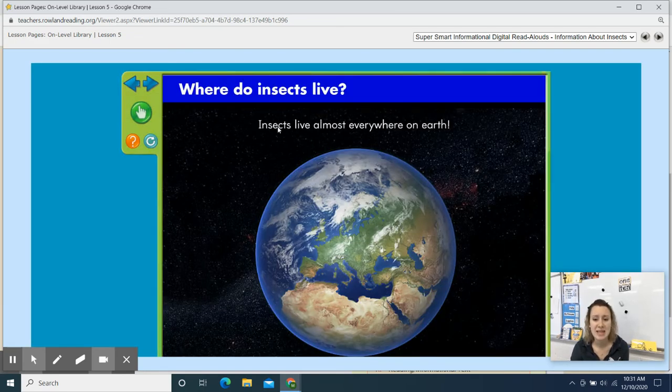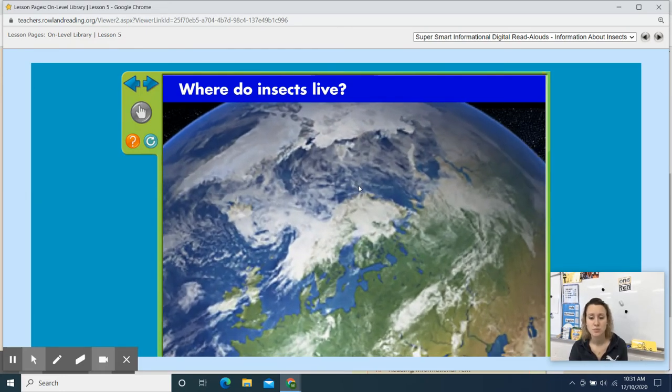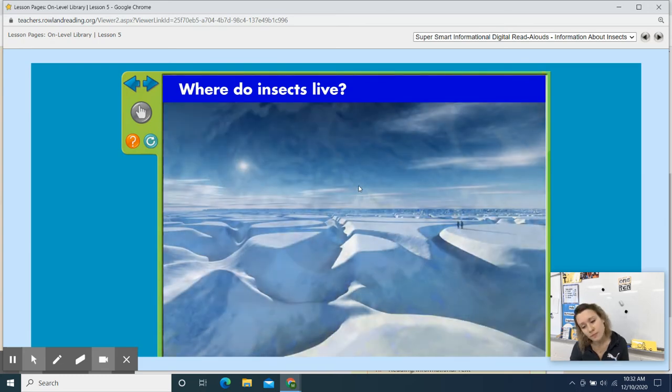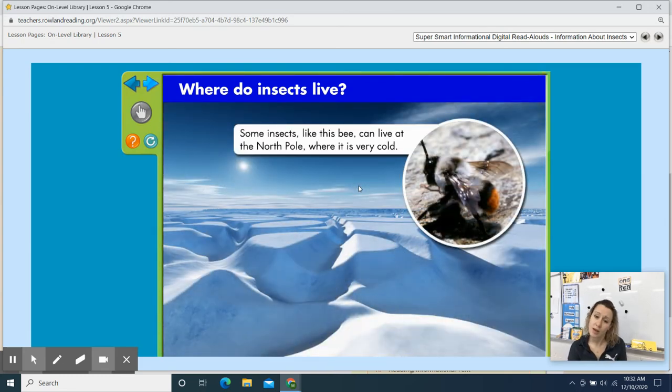Where do insects live? Insects live almost everywhere on Earth. Look at some live way up here in the North Pole where it's super cold. Some insects, like this bee, can live at the North Pole where it is very cold. Look at it, it's so fluffy and fuzzy. There's bees at the North Pole. I'm allergic, I should not go there.